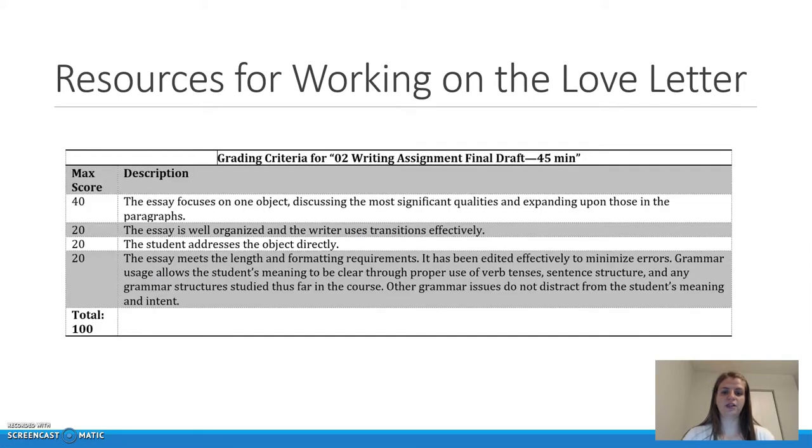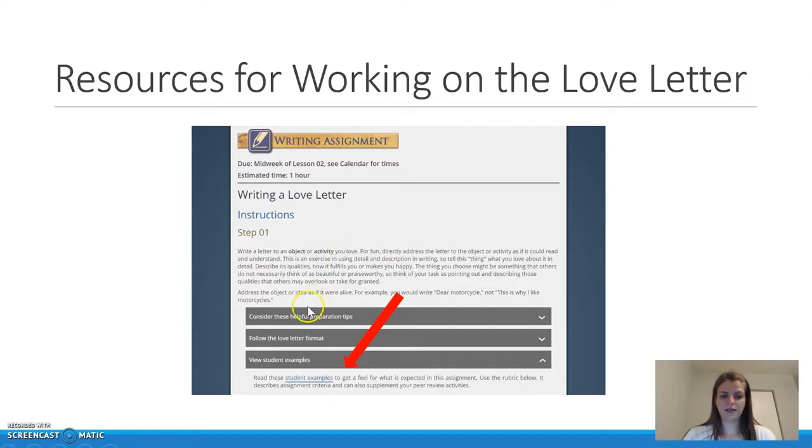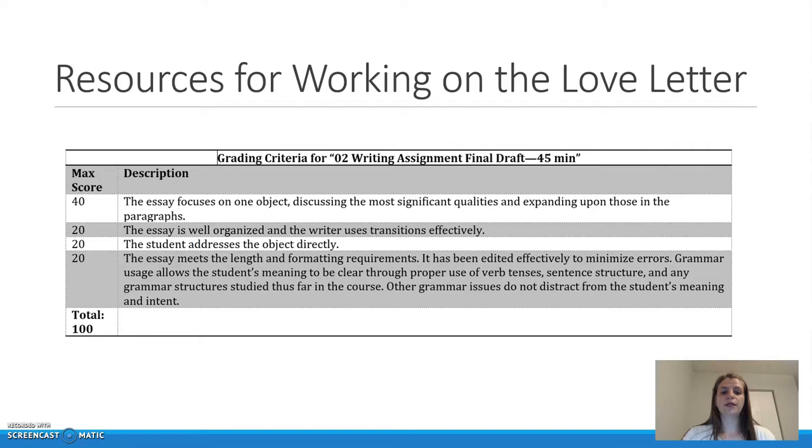Okay, the other thing I want you to look at, and there's a link to it on this page, is the rubric. Here is the rubric for how I will be grading your love letter. So take a look at all this and keep it in your mind as you're brainstorming. One thing that I'd like you to pay attention to is that 20 points of your 100-point score is given for addressing the object directly. So in this love letter, you're going to be picking a thing and saying, "Dear thing, I love you so much," and you're going to use the word you. So you're not writing about something, you're writing to something.